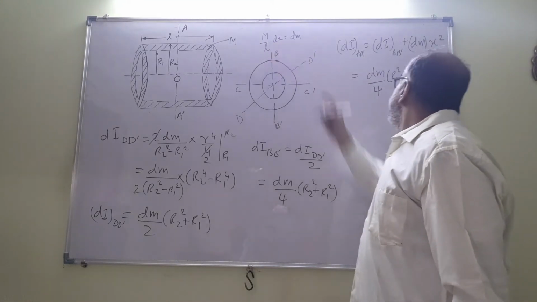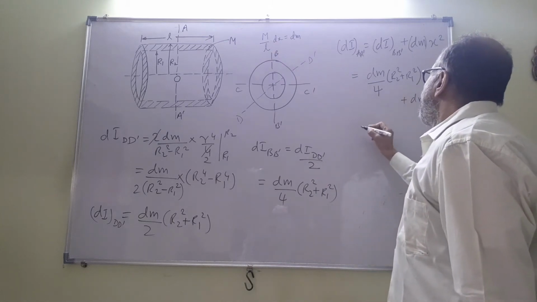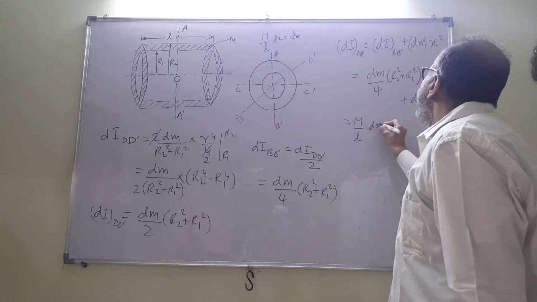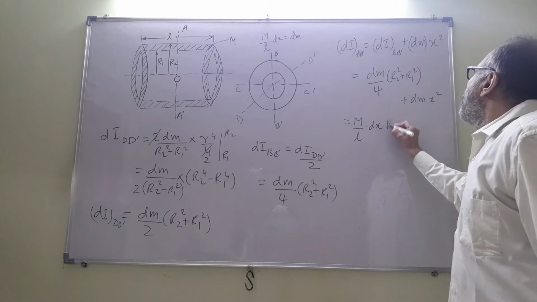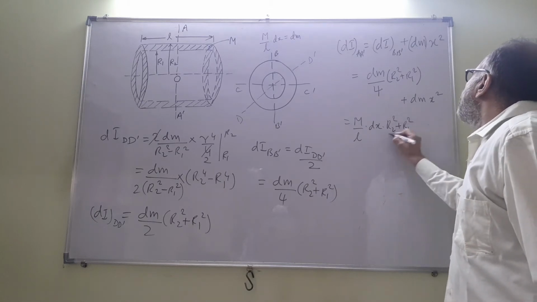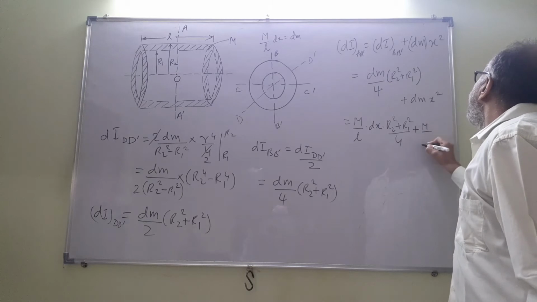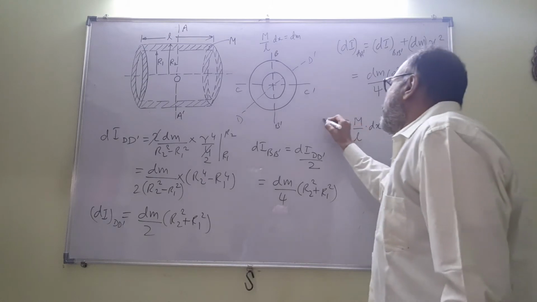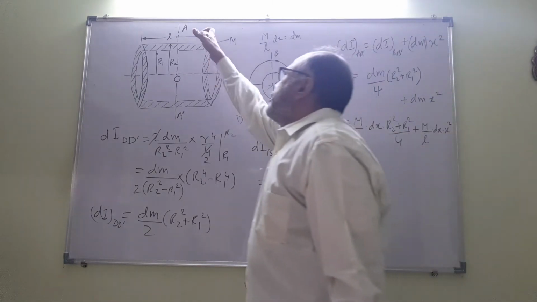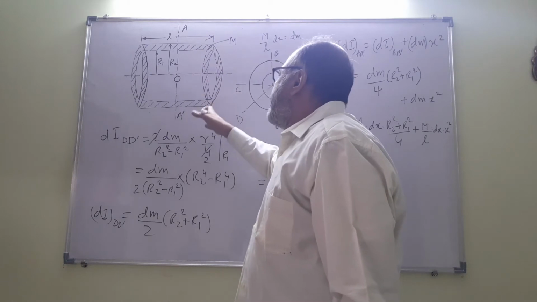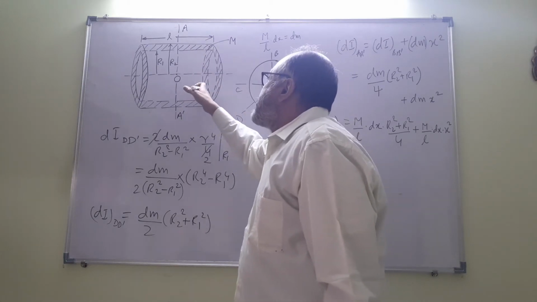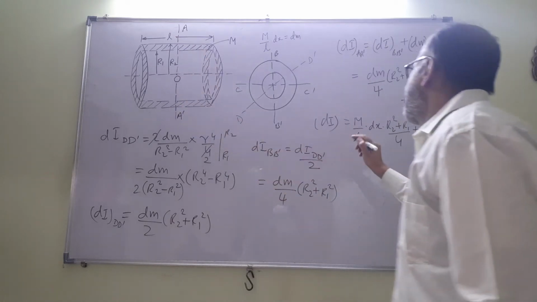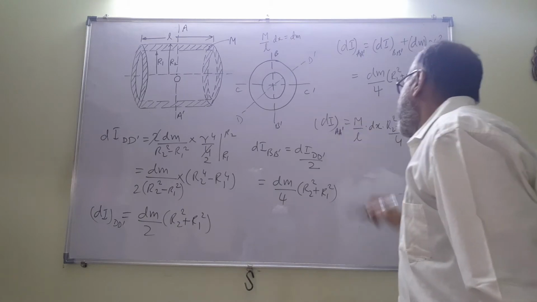Let us write the expression for dm. dm was m by L into dx. So you are going to have basically dm as m by L into dx into (r2 squared plus r1 squared) by 4 plus m by L into dx into x squared. That is the moment of inertia of that thin annular disk at a distance x from the axis, about AA dash.